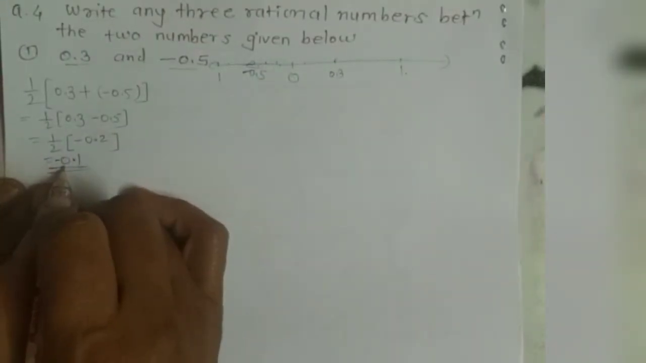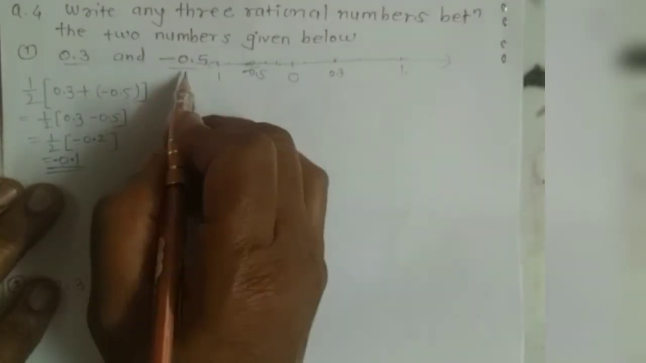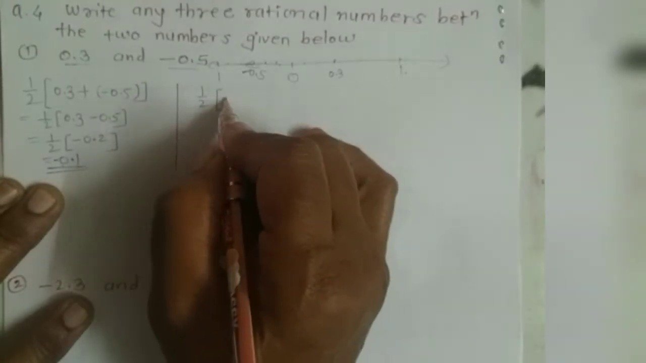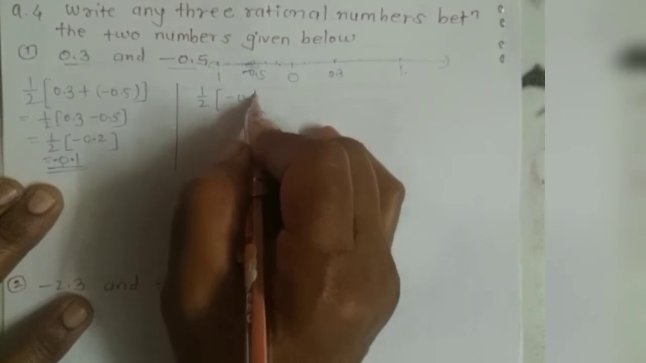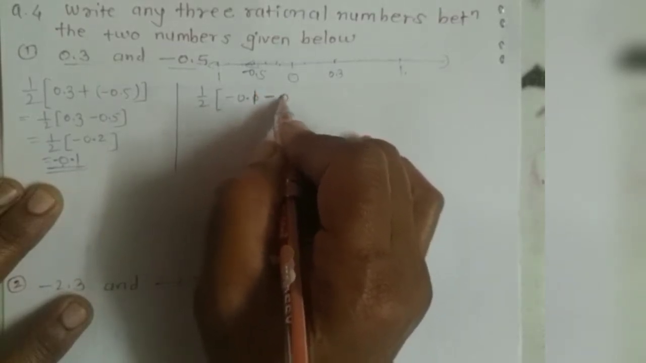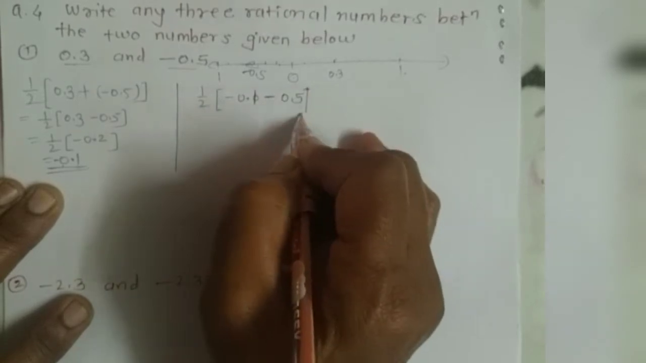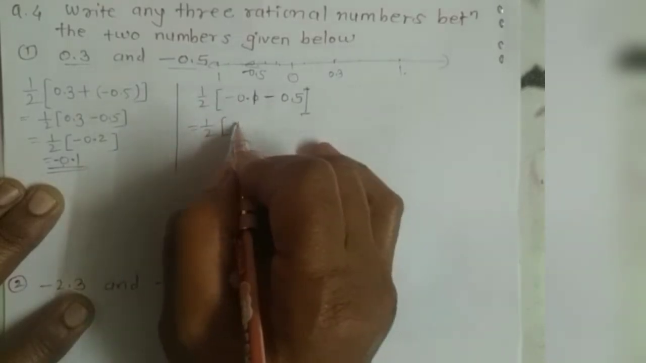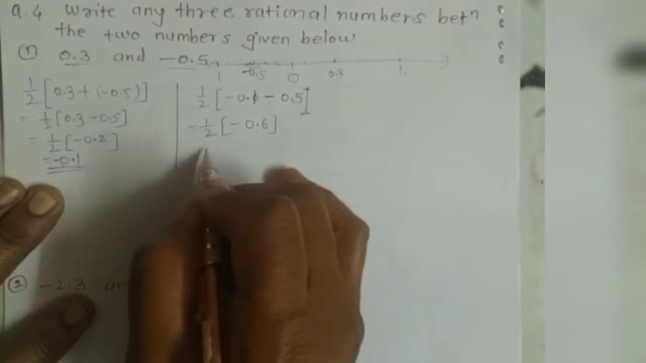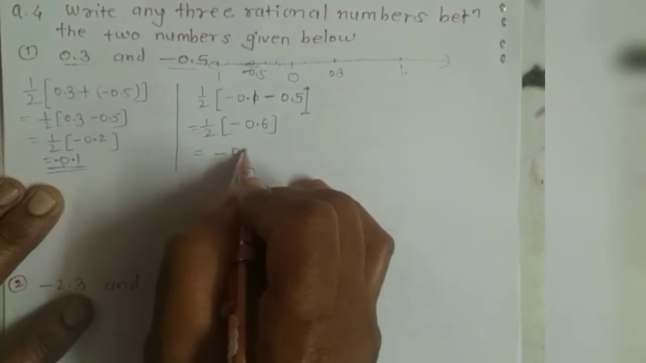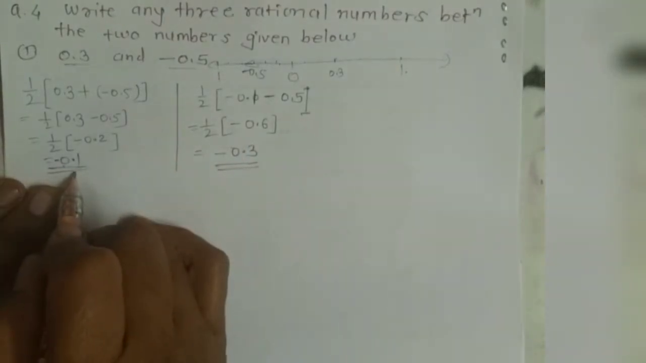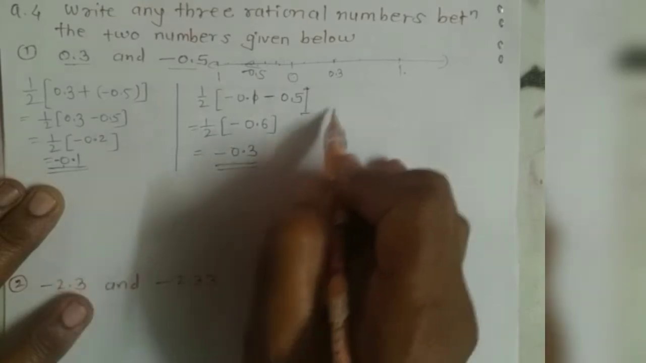Now, taking this as one number and another number as minus 0.5, we find another number. 1 upon 2 in bracket negative 0.1 minus 0.5. As it is algebraic addition, we can write both signs minus. 1 upon 2, the algebraic sum is negative 0.6. Dividing by 2, we get negative 0.3. Means we obtain negative 0.1 and negative 0.3.